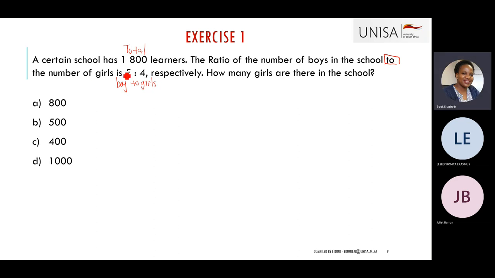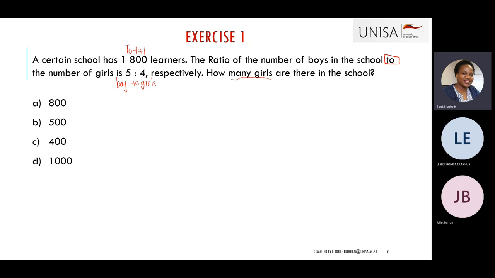And they're telling us that it's 5:4. So there are 5 boys to 4 girls in this school, right? That's the ratio, respectively. How many girls are there in the school? So we need to find out how many girls we have in the school.